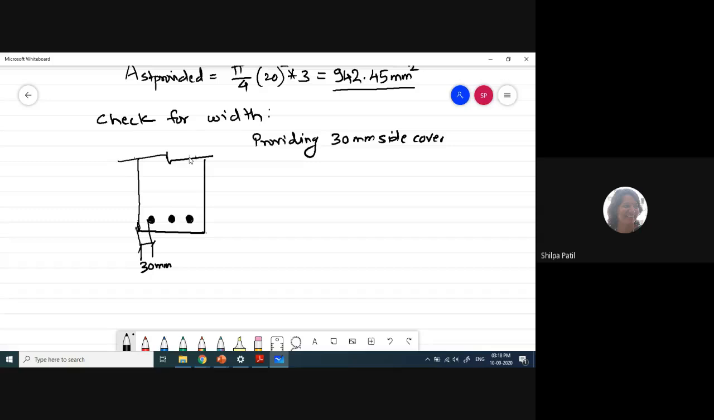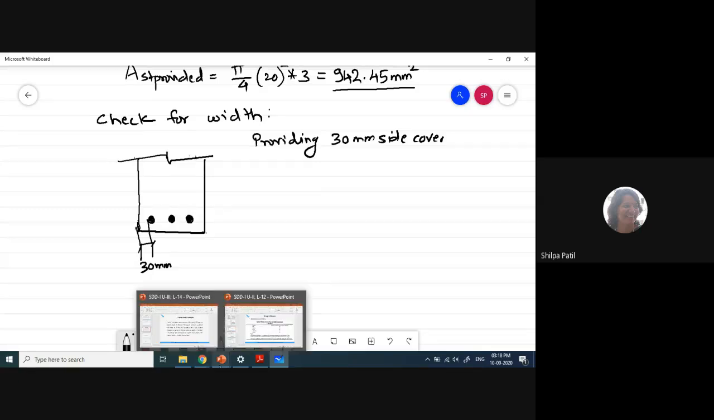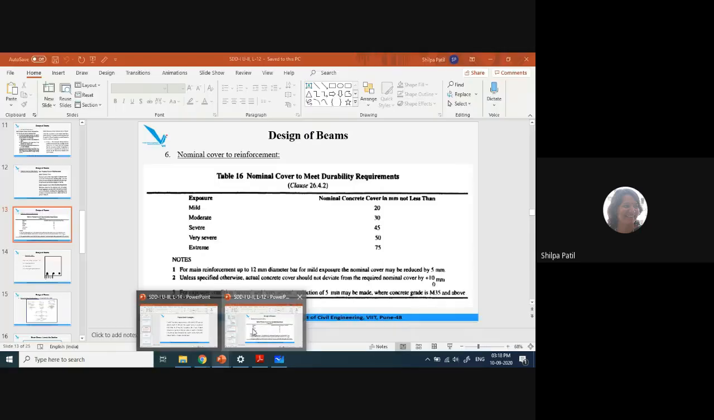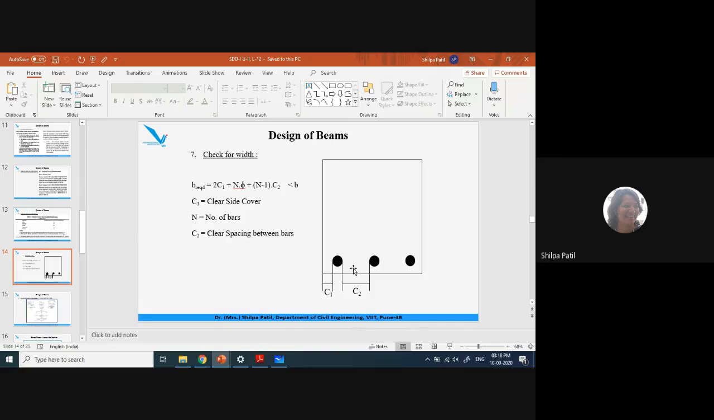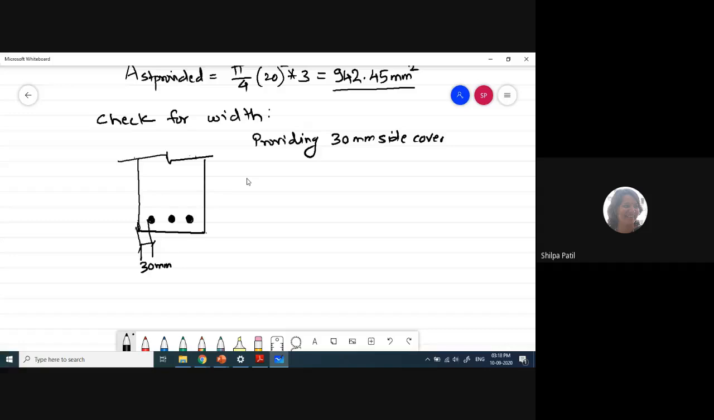Or it is denoted as per our formula. If I will go back to the design steps over here, our formula is C1 is the side cover. So just quickly tell me this formula. 2C1 plus N phi plus N minus 1 C2. Correct.